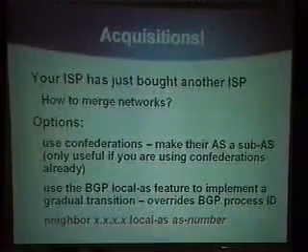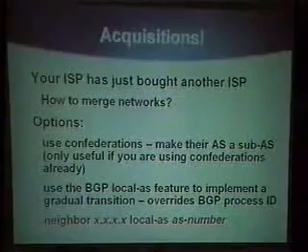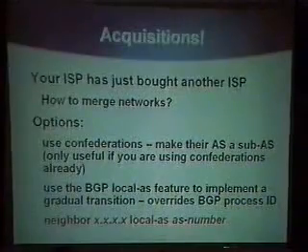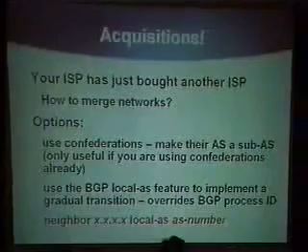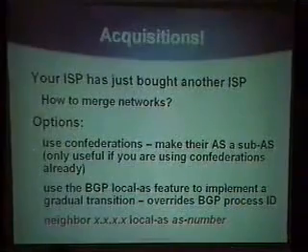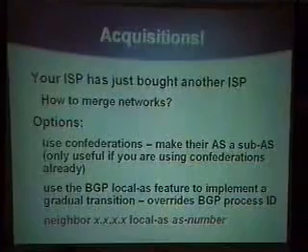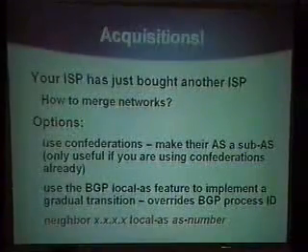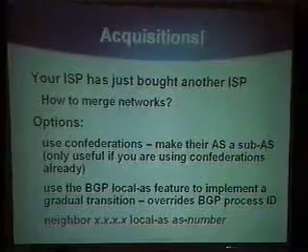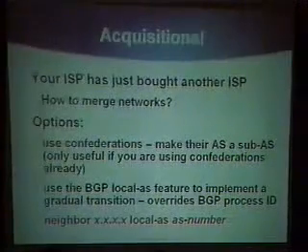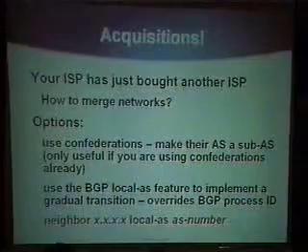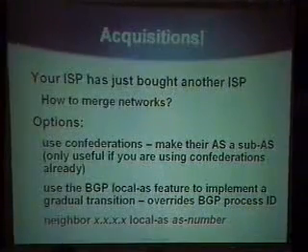Acquisitions. Your ISP has just bought another ISP. How do you merge the networks? Well, it's not that easy, but you've got two options to actually make it work fairly quickly in the first instance. First option is to use confederations: make their AS a sub-AS of yours. Just make it part of your confederation. If you're running a confederation, that's fine. If you're not, there's no point converting to a confederation just to do this. So you can use the local AS feature, where you can get the local router to masquerade as the ISP you've just bought.